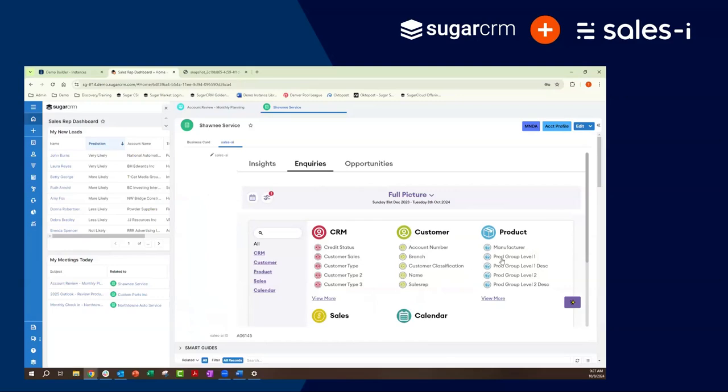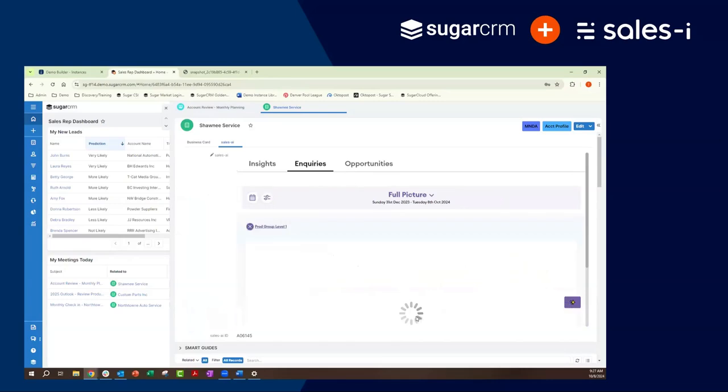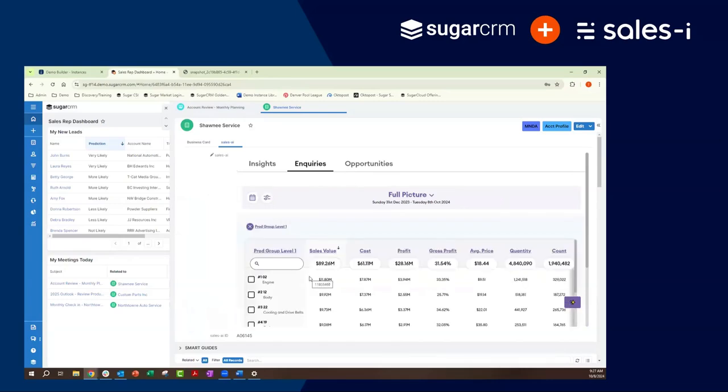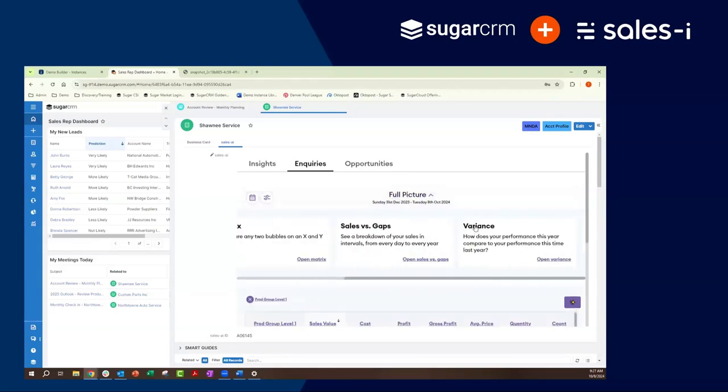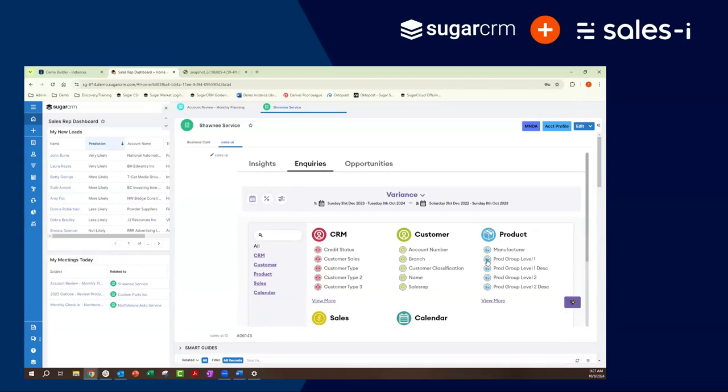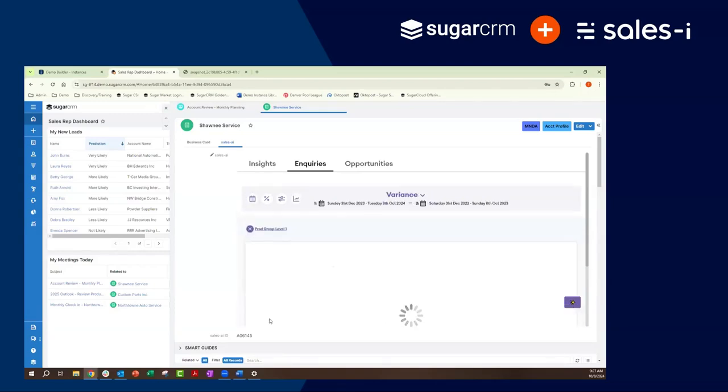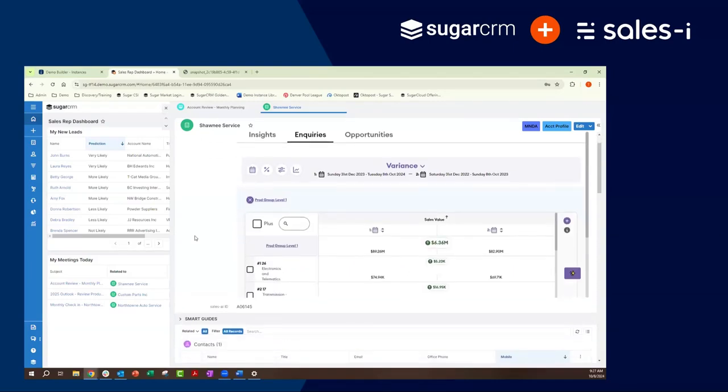So what's great is I'm going to highlight my product group level 1, and I'm going to run a query against all that ERP data that I have in your ERP system. And again, it's pulling up. I'm actually going to look at a variance here. You can look at full picture as well as a variance. I want to look at this year versus last year. I'm going to pull in my product group level 1. I'm going to run that query. And within seconds, again, it's going to give me that information, right?